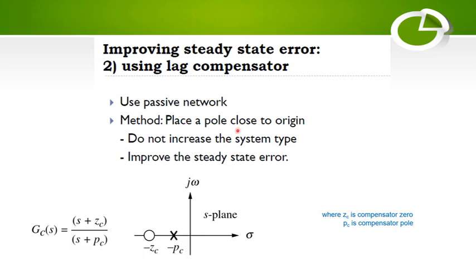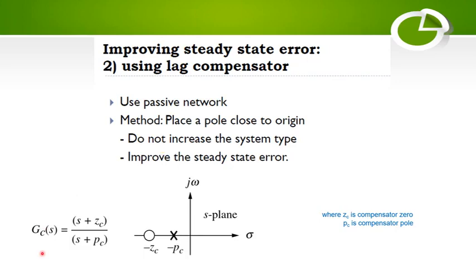Since the compensator pole is not at the origin, it does not increase the system type, thus it does not eliminate the error. However, it is able to improve the steady state error significantly.